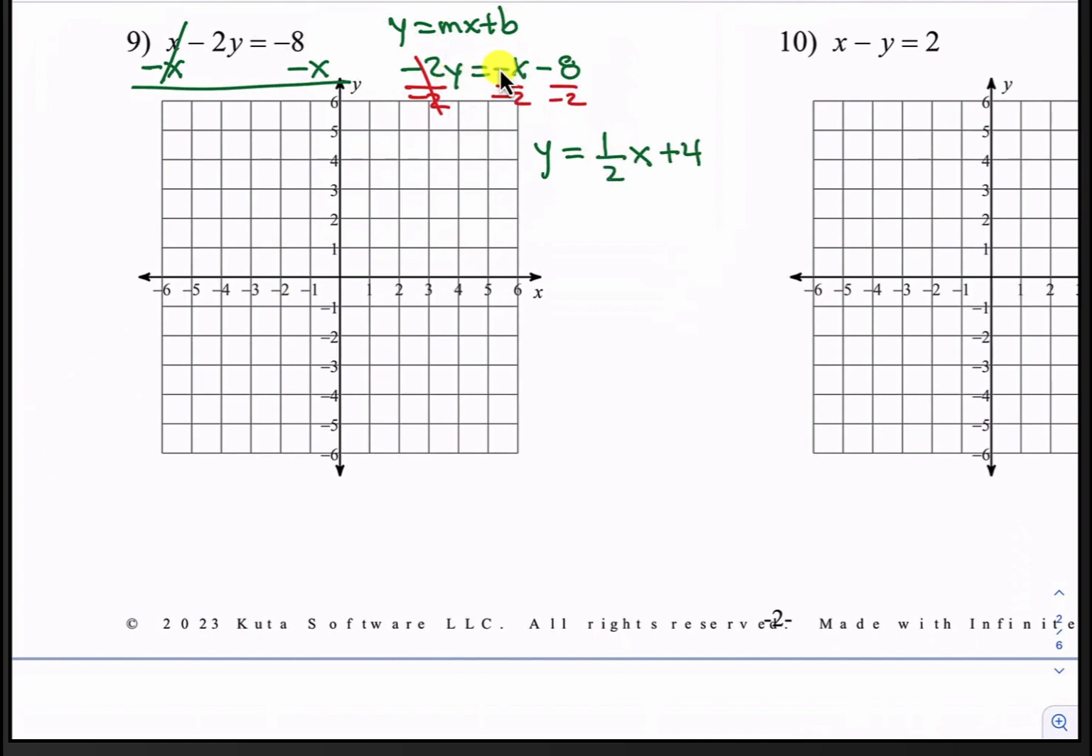And that's because this is a negative 1 divided by negative 2. That makes that positive 1/2. And then negative 8 divided by negative 2 is positive 4. 4 is our y-intercept, and that would go here. Our slope is 1/2, so that means we'd go up 1 and then to the right 2 for our second point. If we repeat that, go up 1 and to the right 2, we get another point. And let's go ahead and connect.